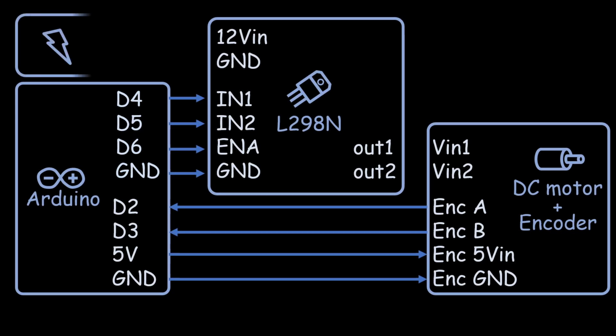Also, connect the voltage output from the power supply to the power input of the L298N. Finally, connect the voltage output of the L298N to the voltage input of the motor. After completing the wiring, the first thing to check is whether the connections are correct.